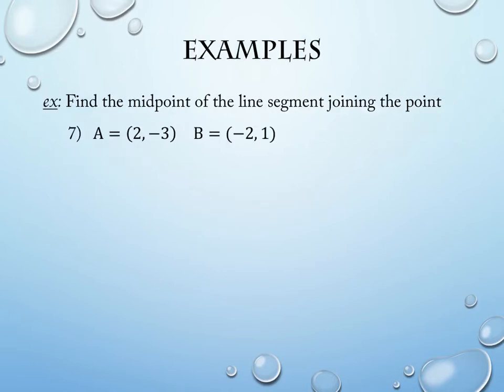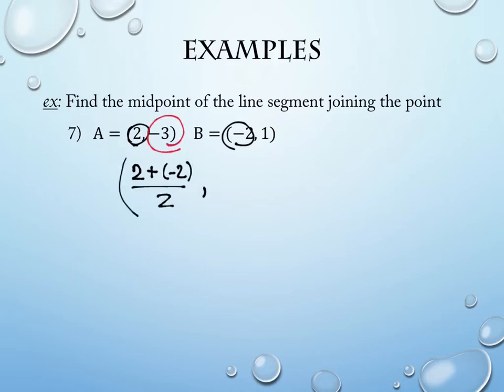Okay, so we have these 2 points, and we're going to find the midpoint. And the midpoint is averaging the values. So the 2 x values are here and here. So I add the 2 x values, so 2 plus negative 2, and I divide by 2. And then I add the 2 y values. It's negative 3 and 1, so negative 3 plus 1, and I divide by 2.